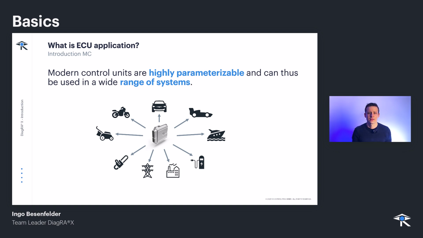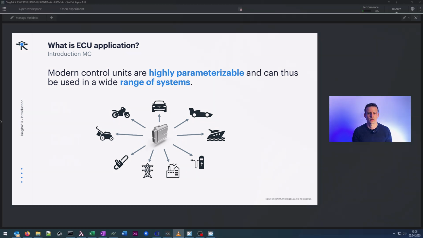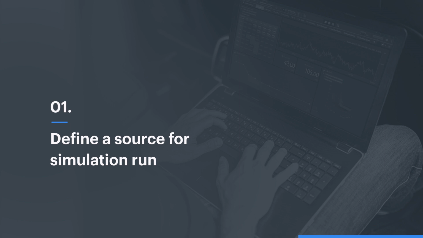In each case, the parameters of a generic ECU must be optimized or calibrated for a specific system, environmental conditions, and requirements. For such an optimization process, you as an engineer need a tooling with which you can measure all the data you need to evaluate the system's current behavior and with which you can calibrate the system's parameters in order to improve it. That is exactly what DiagRA X as a measurement and calibration tool is about. Okay, so let's get to work.